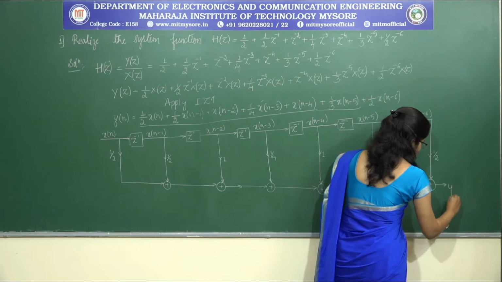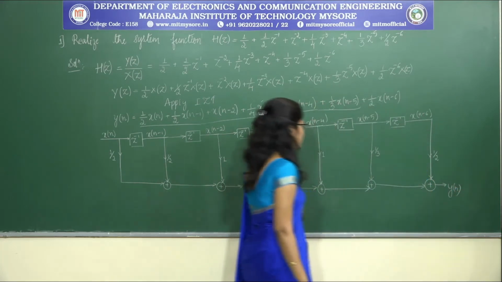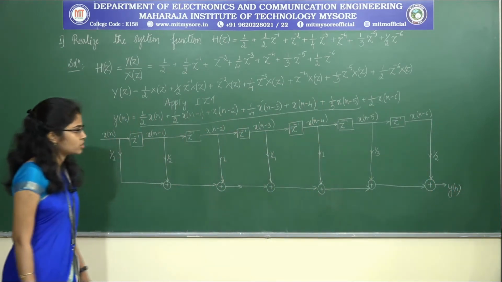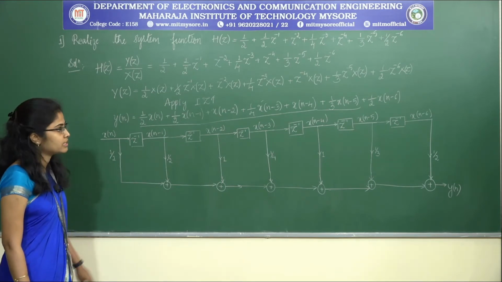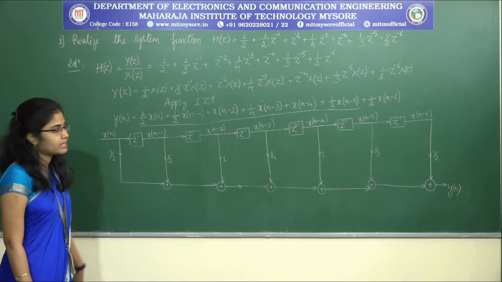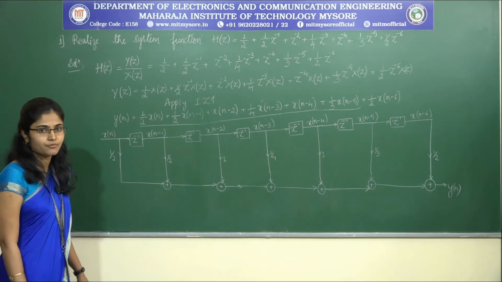And finally this is our y of n. Okay. So like this we can draw the direct form realization. Hope it is clear how to draw the direct form realization for any given system functions.